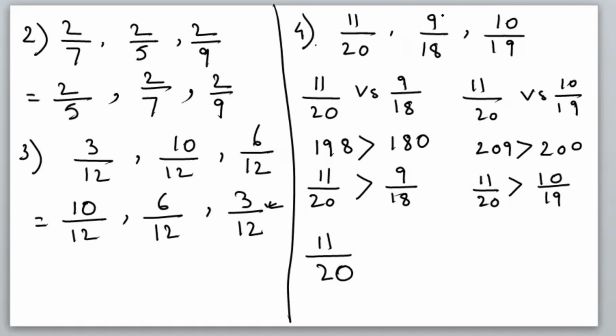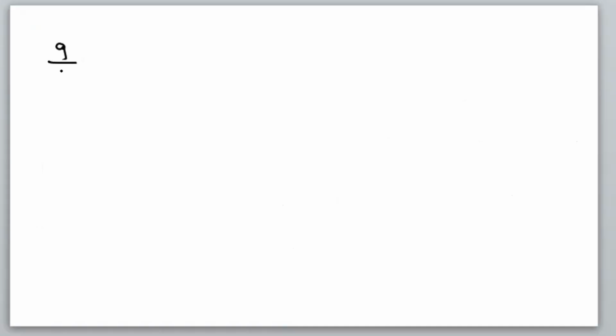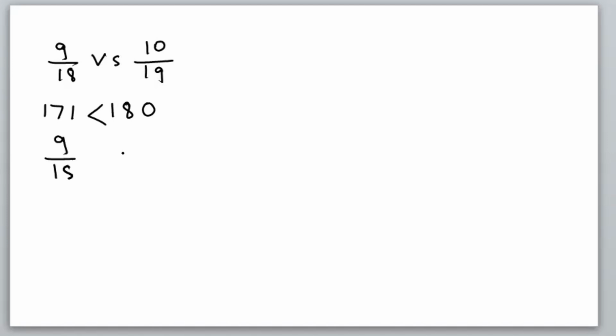Now we have to find whether 9 over 18 is the second largest fraction or 10 over 19. Compare 9 over 18 versus 10 over 19. 9 times 19 will be 171, and 10 times 18 will be 180, and 180 is greater than 171. It means 9 over 18 is smaller than 10 over 19. It means 10 over 19 will be our second largest fraction.